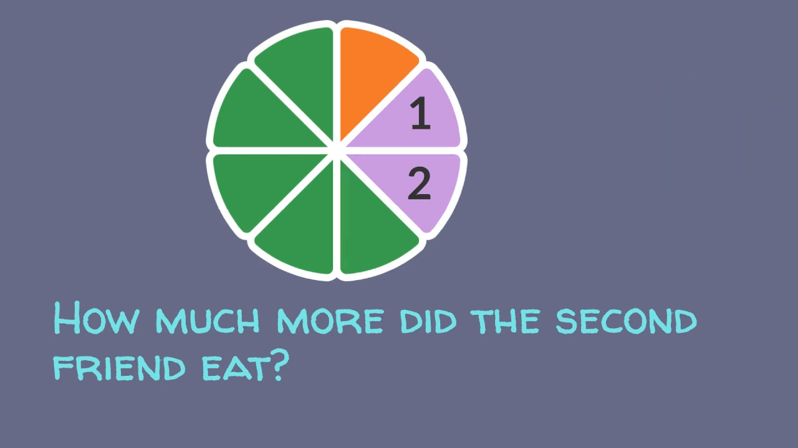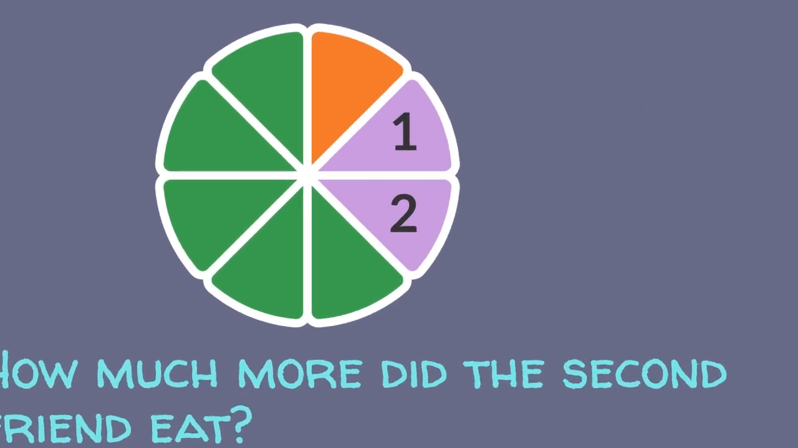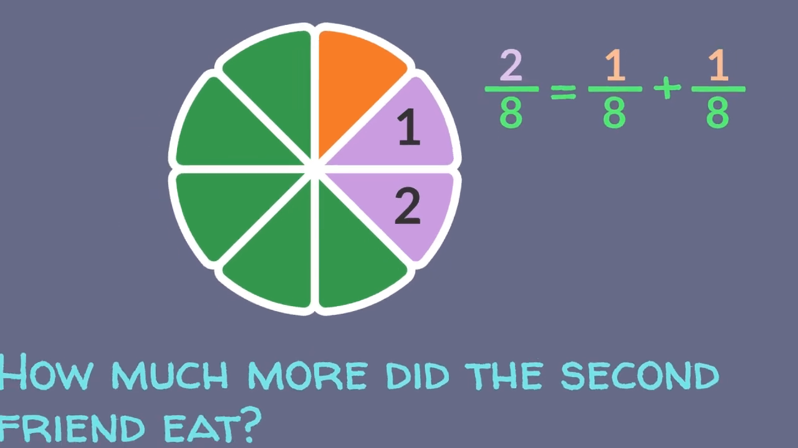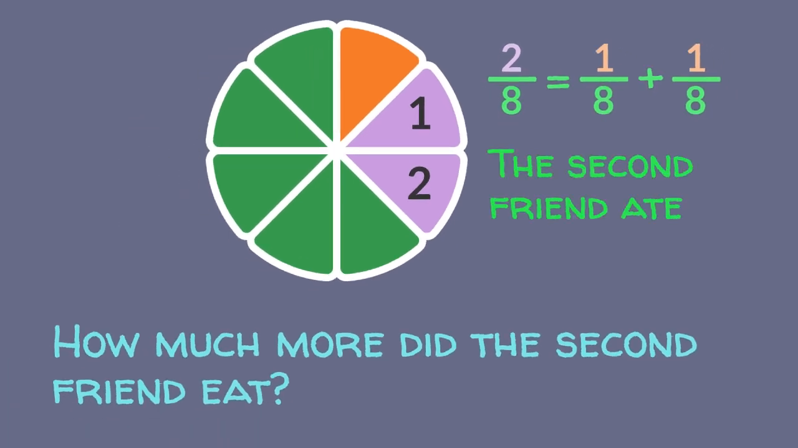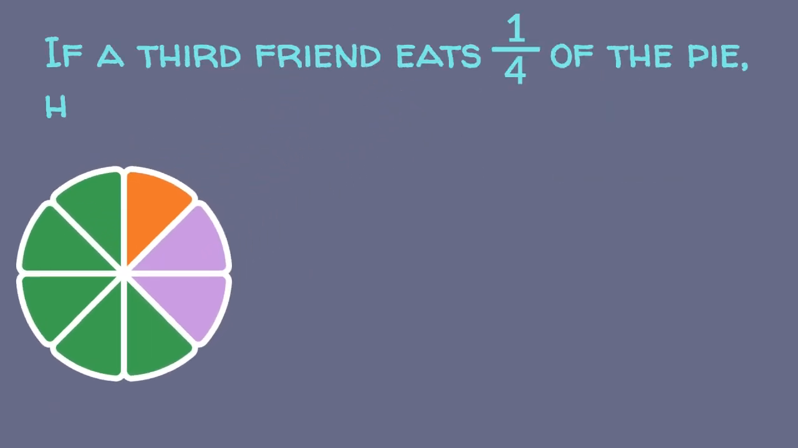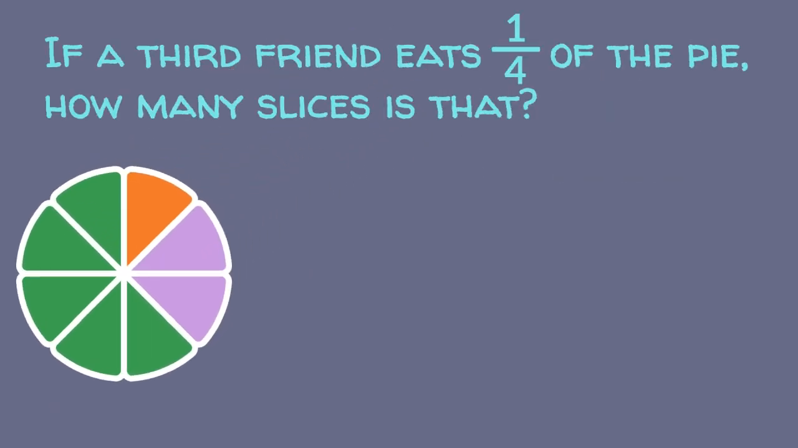Let's compare the fractions 1/8 and 2/8 by looking at the diagram. It shows us that 2/8 is 1 part greater than 1/8. 2/8 is twice as big as 1/8. The second friend ate twice as many slices, or 1 more slice. If a third friend eats 1/4 of the pie, how many slices is that?